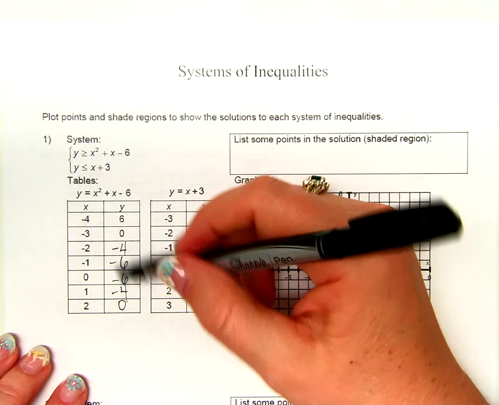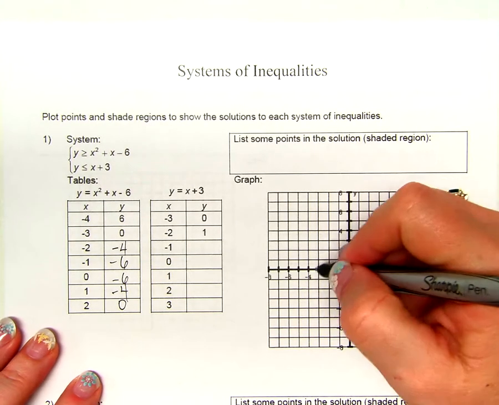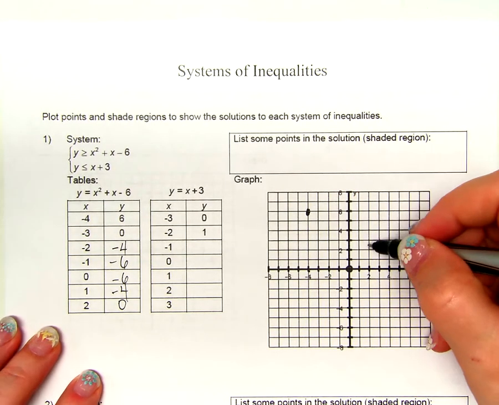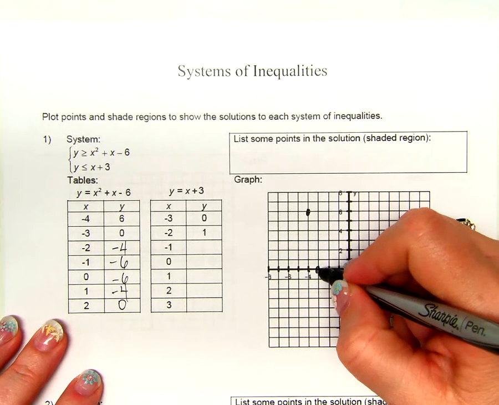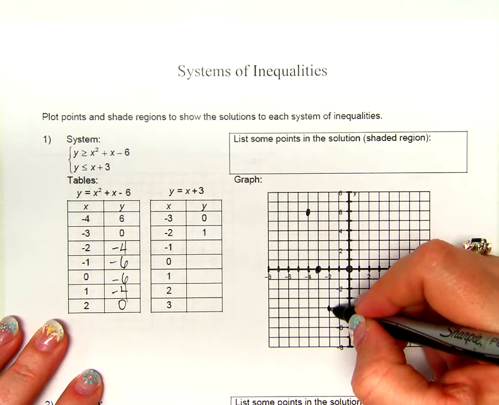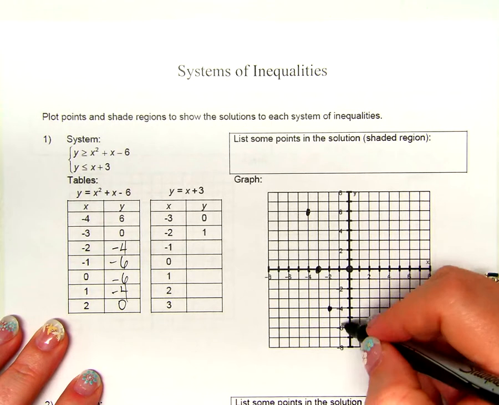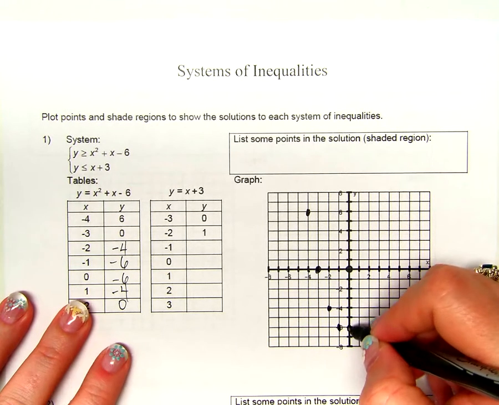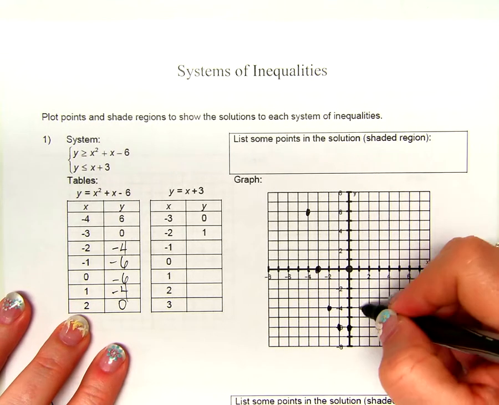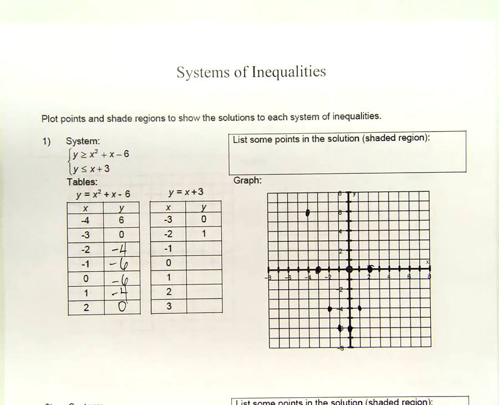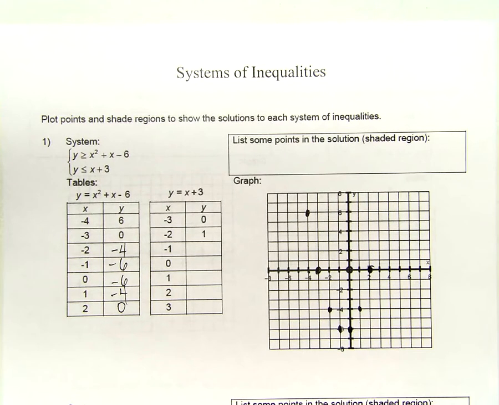Let's go ahead and plot these points on the graph. Negative 4, positive 6. Negative 3, 0. Negative 2, negative 4. Negative 1, negative 6. 0, negative 6. 1, negative 4. And 2, 0. So what shape is this?